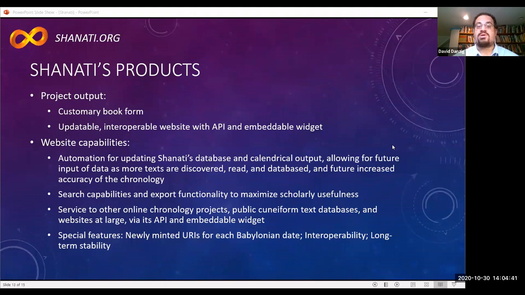Shanati's website will also function as a service to other online chronology projects, to public cuneiform text databases, and to websites at large, via its API and its embeddable date conversion widget. Other digital features will include newly minted URIs or stable digital identifiers for ancient Babylonian dates, and will include maximal interoperability with other data types and other calendrical web platforms, as well as long-term stability in hosting and maintenance.